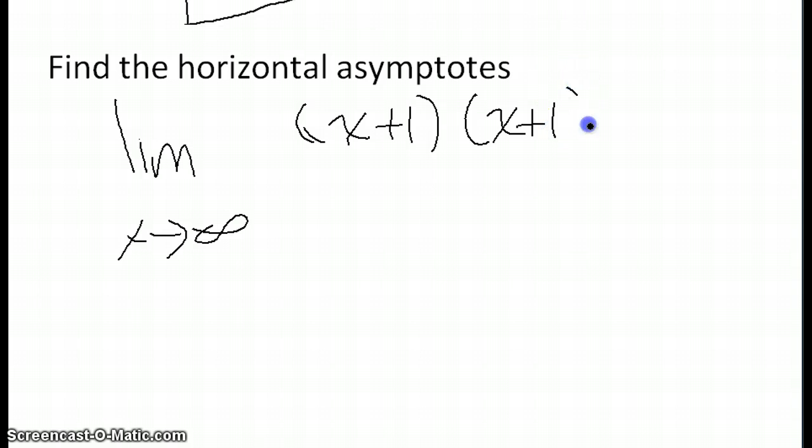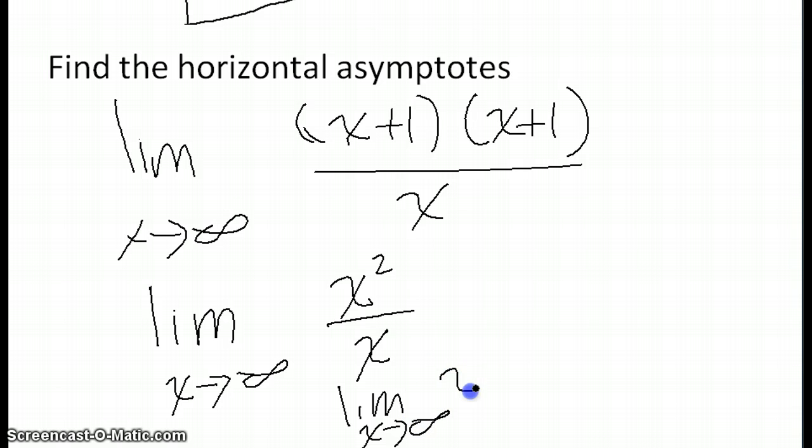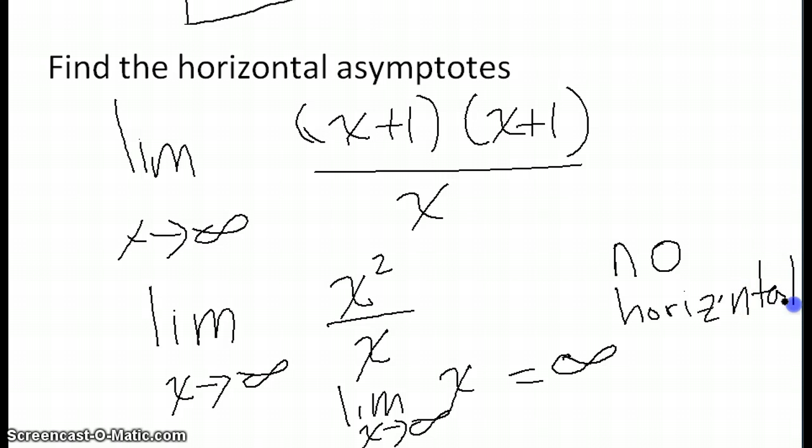And we have to think, what is the end behavior of this numerator? It's x squared, and the end behavior of the denominator is just x. You'll notice that the x's cancel, and we end up with x. And again, the limit as x goes to infinity of x is infinity. So whenever you don't get a constant as your answer here, then you simply have no horizontal asymptote. So this problem has no horizontal asymptote.